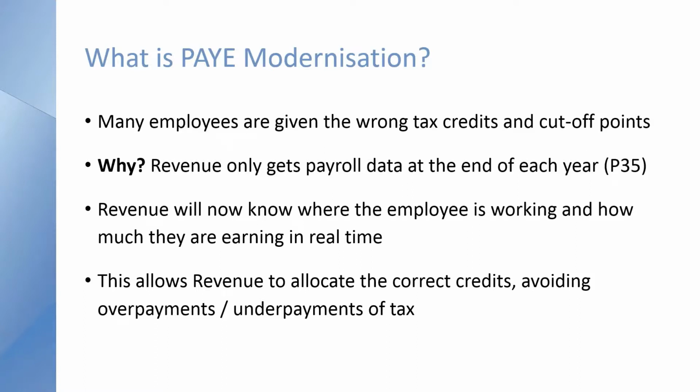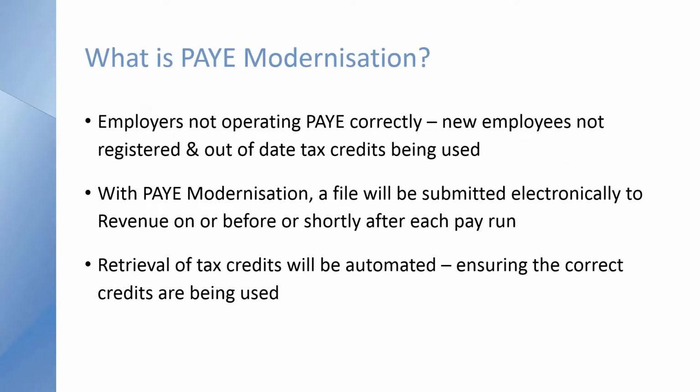So why is it happening? Well, currently lots of employees are being given the wrong tax credits and cut-off points, and this is because Revenue only gets payroll data once a year in the form of the P35. So receiving the data in real time will ensure that Revenue can allocate the correct credits, thereby hopefully avoiding any over or underpayments of tax at the end of the year. Revenue will know where the taxpayer is working and how much they are earning. Also, many employers themselves are not operating PAYE correctly in that they don't register new employees or they use out-of-date tax credits, and this is also being addressed by PAYE modernisation.